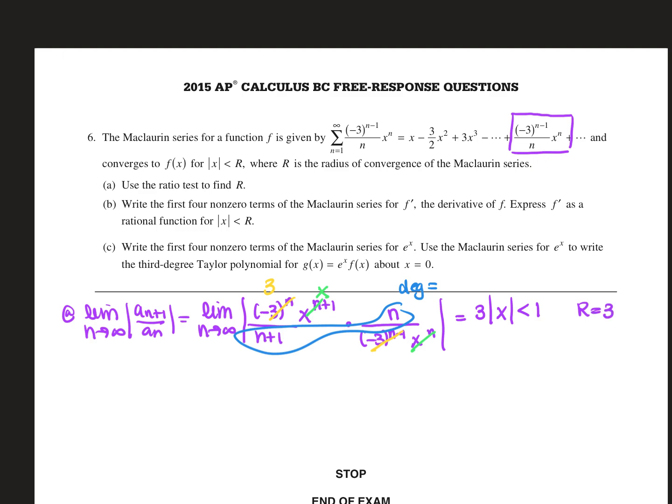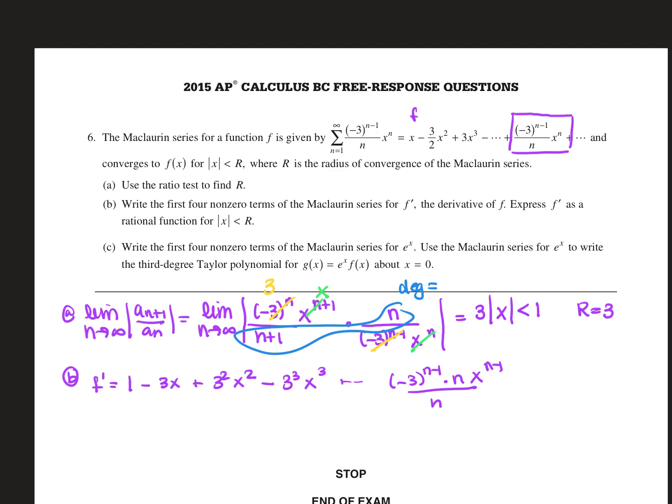Part B. Write the first 4 non-zero terms of f prime and express f prime as a rational function. So here is our f up here. So f prime would be 1 minus 3x plus 3 squared x squared. And I believe the next one would be minus 3 cubed x cubed. It didn't ask for the general term, but I can go ahead and do it because it'd be negative 3 to the n minus 1 times n x to the n minus 1 over n.